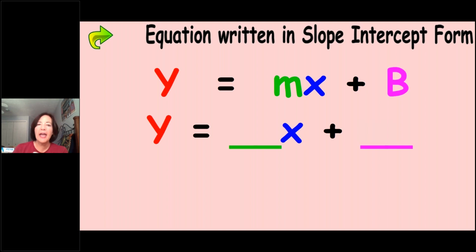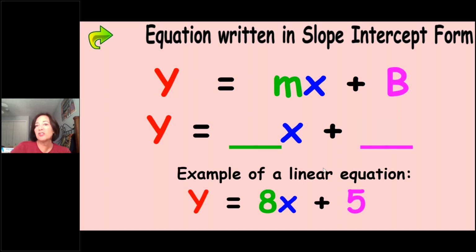So when you have an actual algebra equation in slope-intercept form, it won't look exactly like y equals mx plus b. You'll have the y and the equals and the x and the plus signs, but in the spot where we have the m and the spot where we have the b, numbers will be filled in. So when you actually see an equation in the slope-intercept form, it might look something like y equals 8x plus 5.